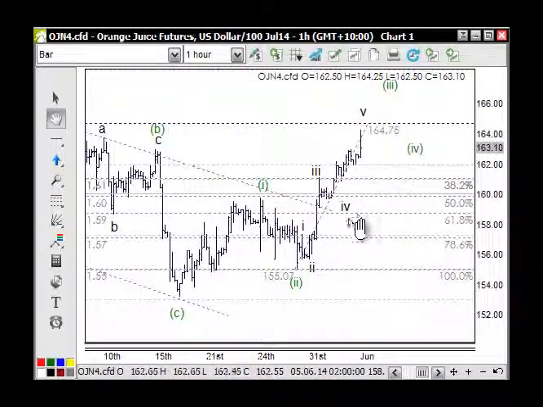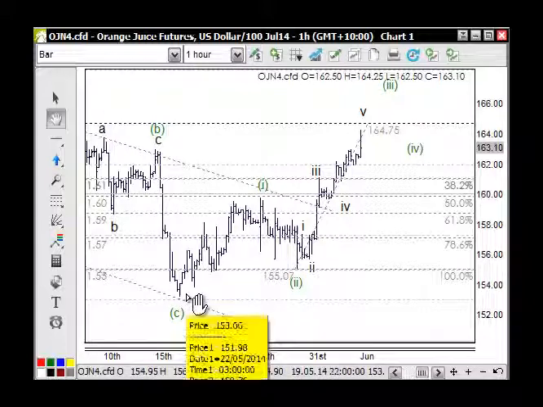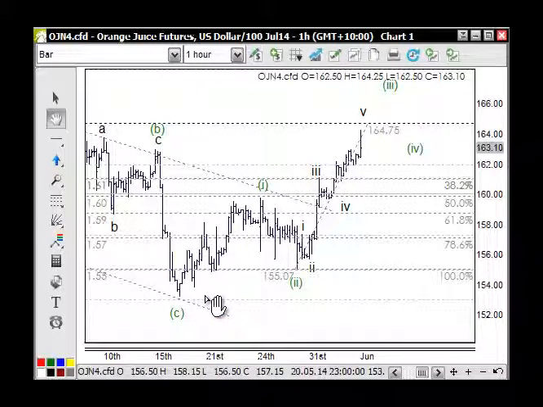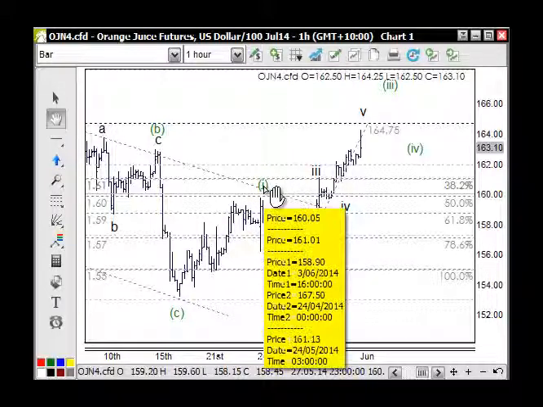Now, all of this mess here. What I've done here may not be correct, but I think it's the best fit. And the best fit would be this up here as wave 1. And the structure for this would be the 1, the 2, the 3, the 4 here, even though it overlaps wave 1, and then wave 5 up here with an extension in wave 5. So 1, 2, 3, 4, and 5 here for wave 1.